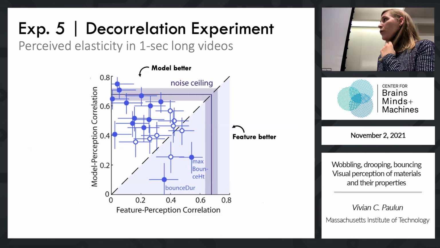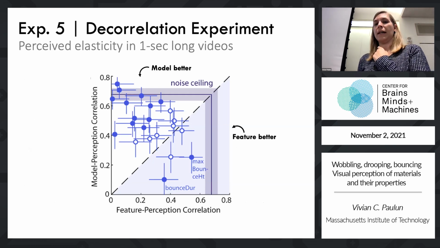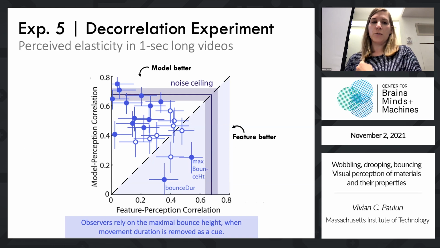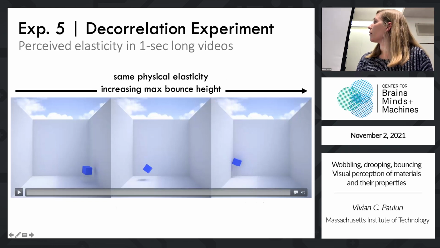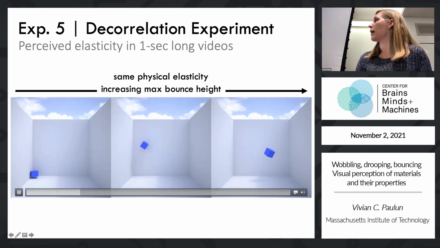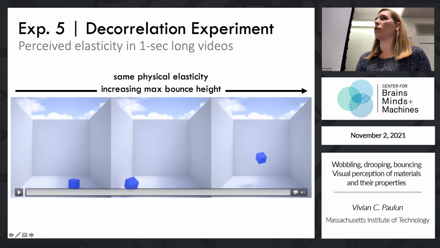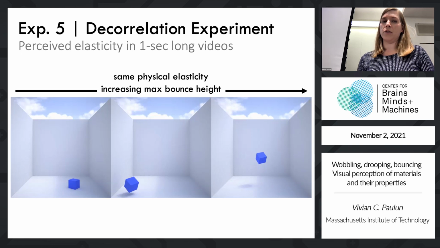So here we found that there were 2 features, but mostly this maximum bounce height, that can explain the data better than the model if we bring them directly into conflict. And instead of showing you more data plots, I want to convince you with an example. So here, again, the physical elasticity is the same, but what's varying is the maximum bounce height. And you probably perceive this one to be much more elastic than the other ones. So yes, when the movement duration is not available as a cue anymore, people seem to flexibly switch to a new strategy.